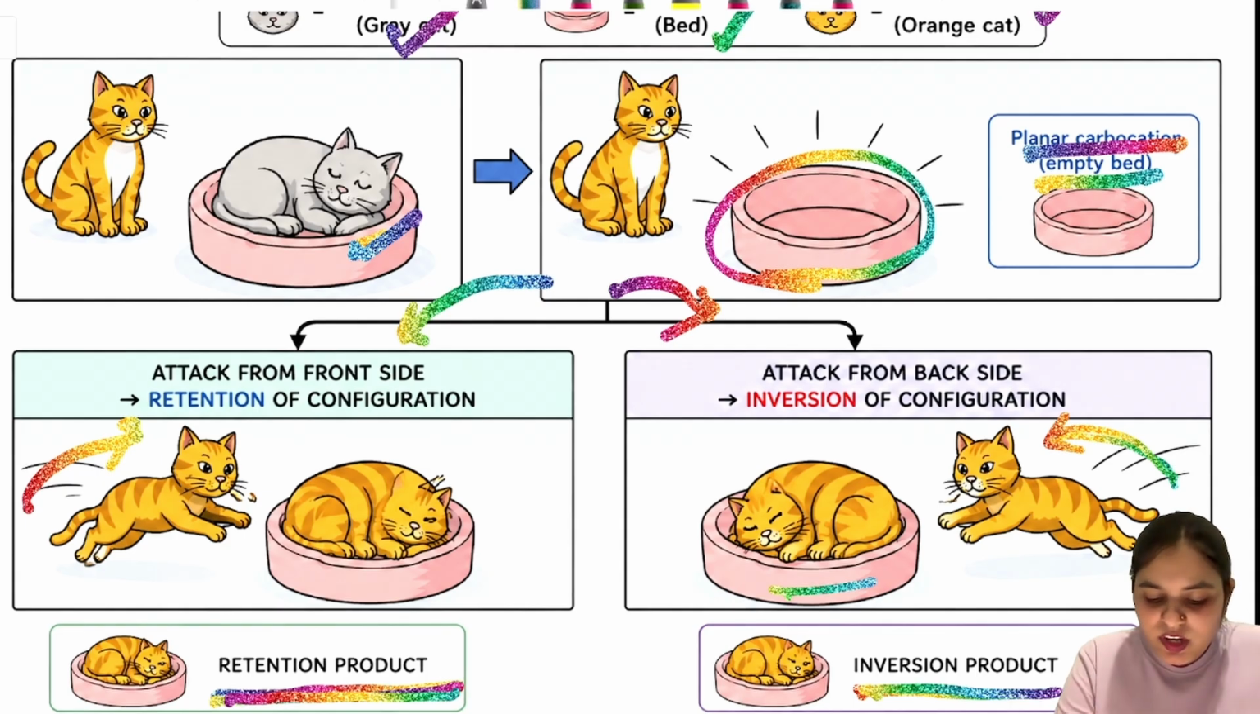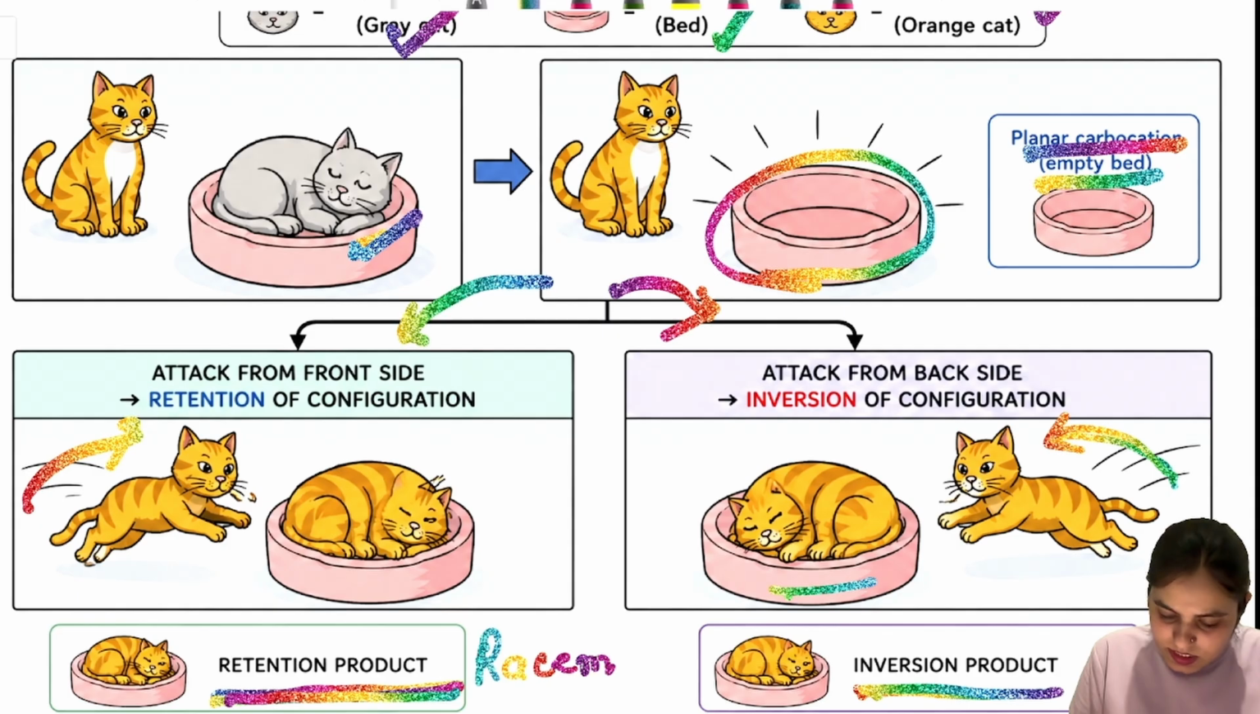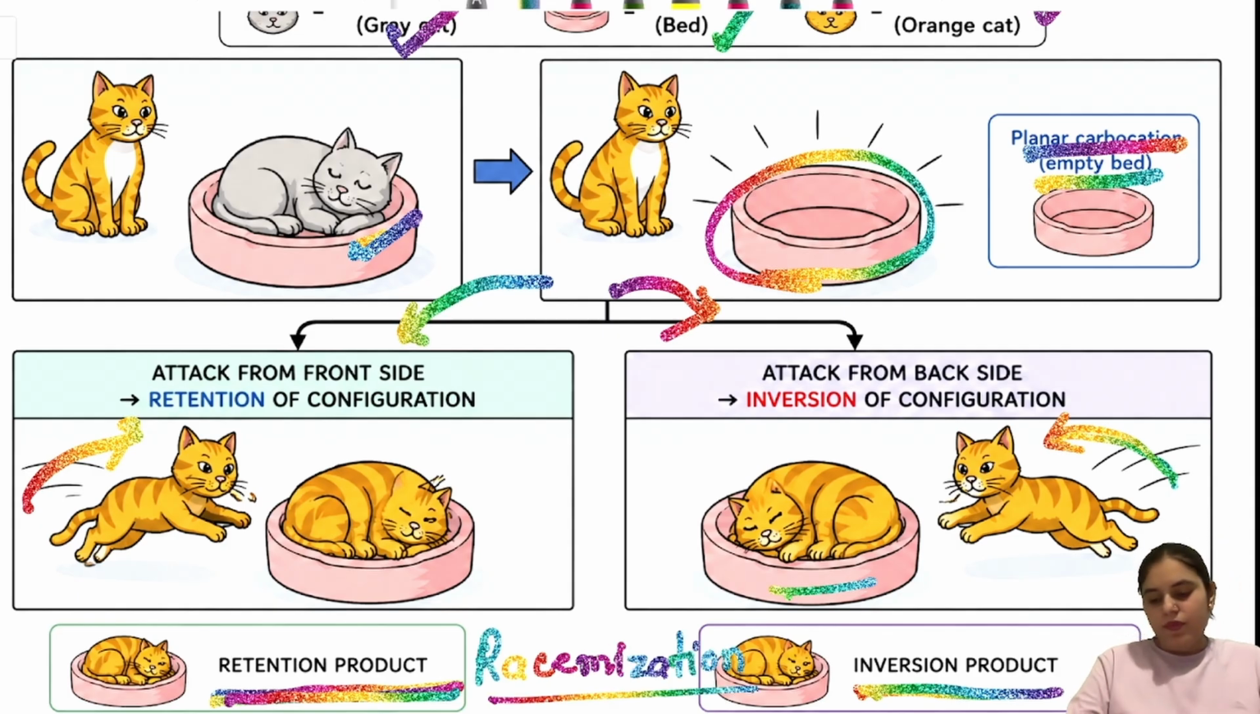So SN1 gives a mixture of both products, that is the retention product and the inversion product, since both front side and back side attack are possible. This mixture of retention and inversion products is known as a racemic mixture, and this phenomenon is called racemization. So this is all about the SN1 reaction.